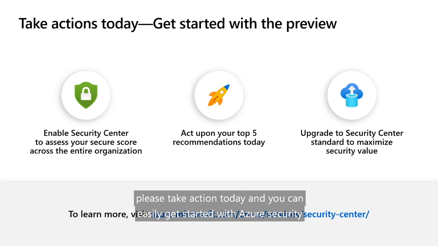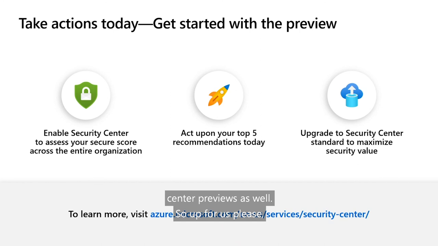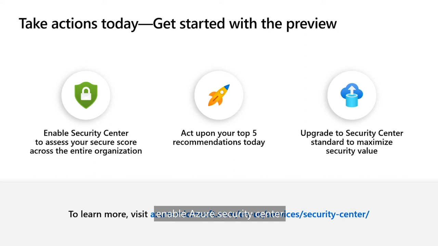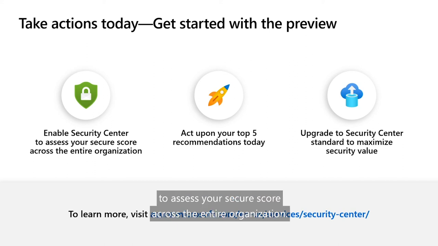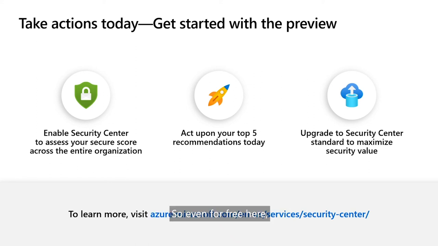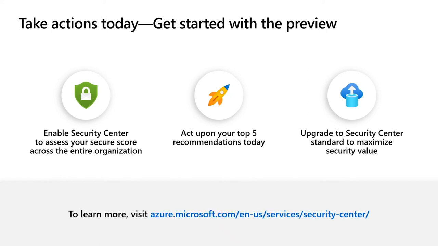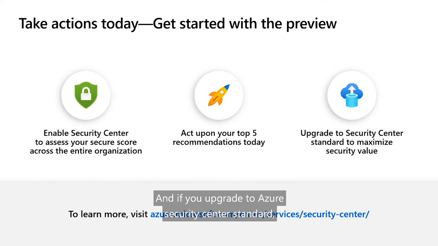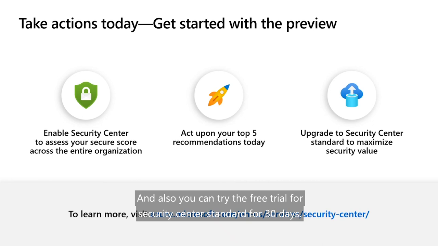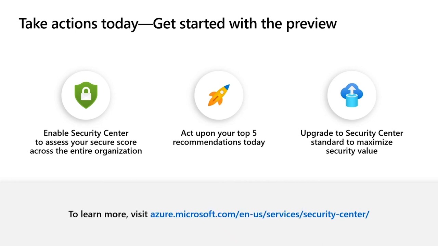So please take action today, and you can easily get started with Azure Security Center previews as well. At first, please enable Azure Security Center to assess your secure score across the entire organization. Even for the free tier, you can get Azure Secure Score and recommendations, so please make use of those first. And please act upon your top five recommendations found by Secure Score. If you upgrade to Azure Security Center standard, then you can maximize security value. You can make use of all the capabilities I introduced today by using the standard tier. And also you can try the free trial for Security Center standard for 30 days.